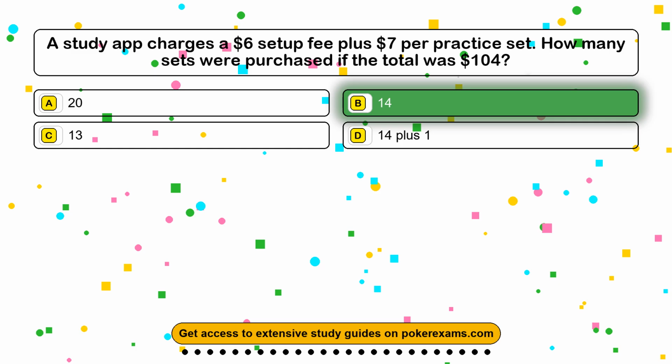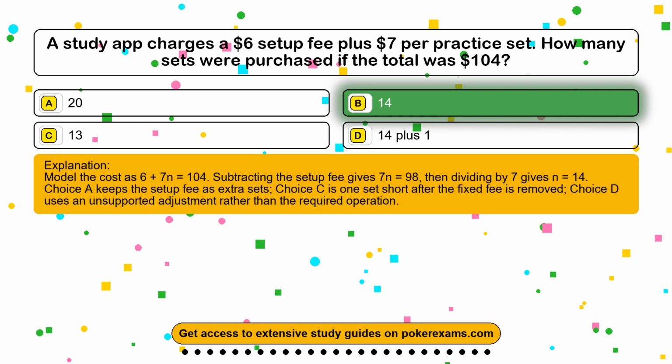The correct answer is option B, 14. Model the cost as 6 plus 7n equals 104. Subtracting the setup fee gives 7n equals 98, then dividing by 7 gives n equals 14. Choice A keeps the setup fee as extra sets, choice C is one set short after the fixed fee is removed, choice D uses an unsupported adjustment rather than the required operation.